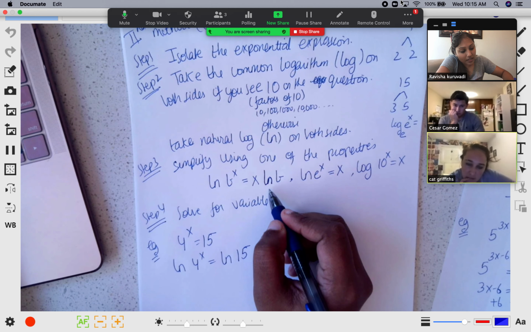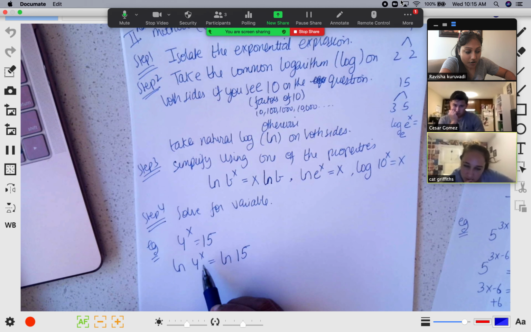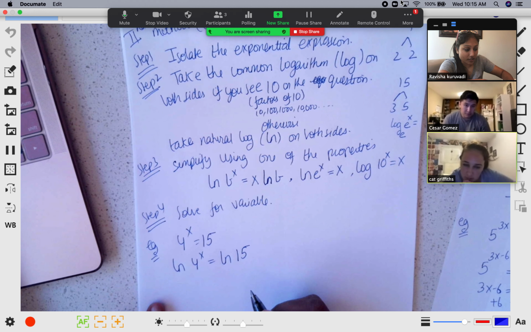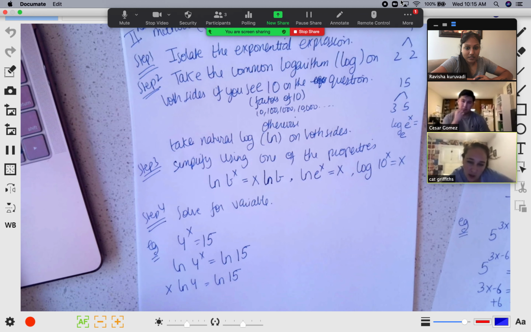So what does this become? ln 4 to the power of x equals ln 15. Whenever you have a power, what does log do? It picks up this power and throws it in front. It will become x ln 4. Oh, so it would be x times ln 4 equals ln 15. Yeah, it just picks up this power and throws it in front. That's what log does. Yeah, that makes sense.